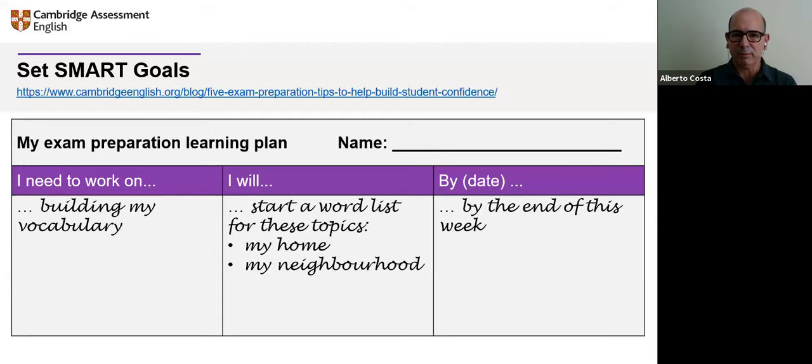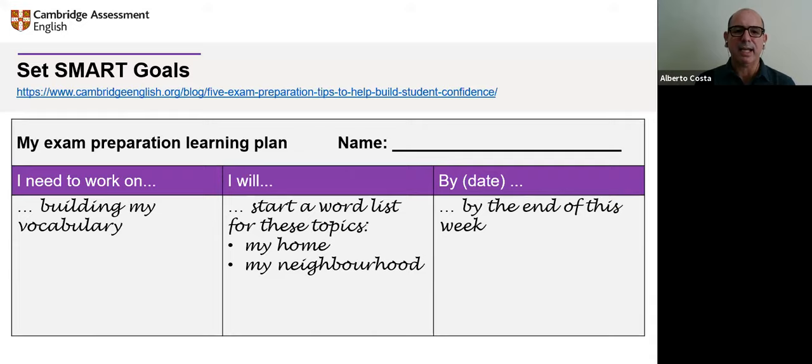Give them this, or you can do it using your virtual room or a whiteboard. So get the students to consider, after you've given them feedback on their tasks, what they need to work on so then they can make their own decisions. For example, I need to work on building my vocabulary. Then get them to set themselves a task.